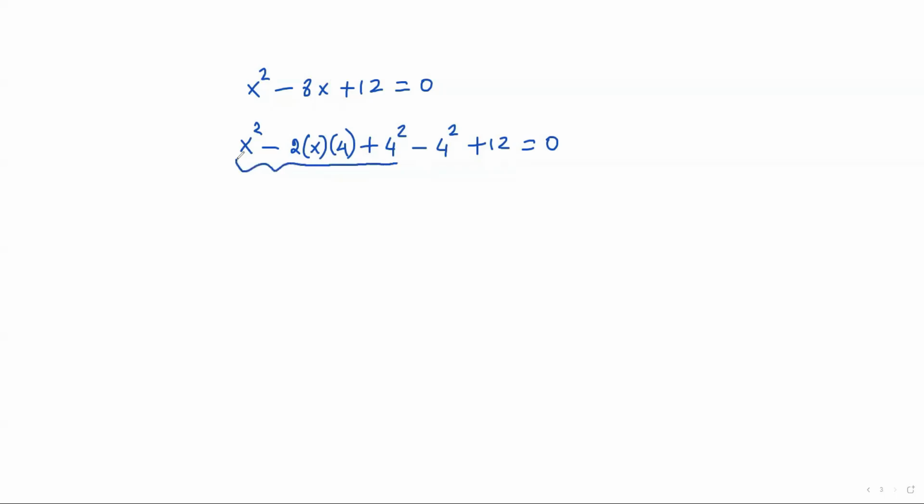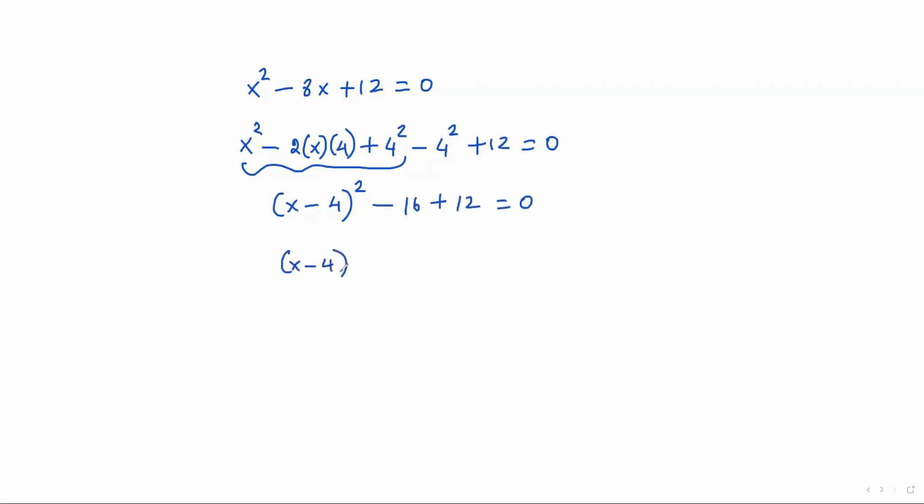For the first 3 terms, x square minus 2 times x times 4 plus 4 square, these 3 terms are in the form of a square minus 2ab plus b square. So we can write the square of the binomial (a minus b) the whole square. For a, we have x, and for b, we have 4, the whole square for the first 3 terms. Since 2ab is negative, I'm taking a negative sign. Then minus 4 square, the value of which is 16, plus 12 equals 0.